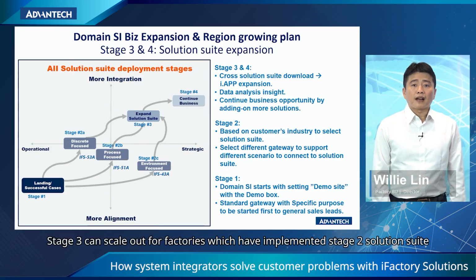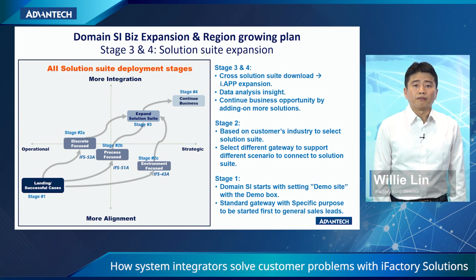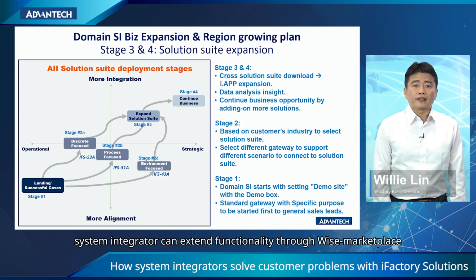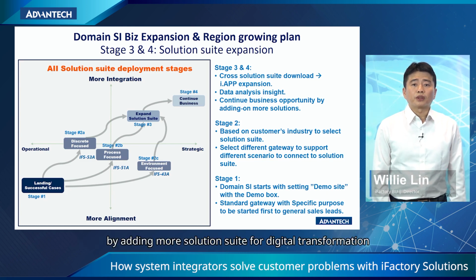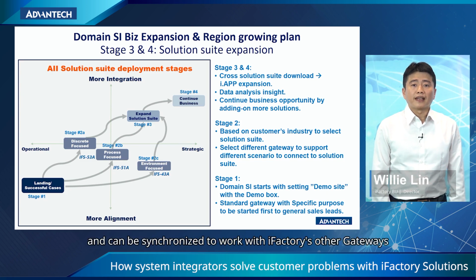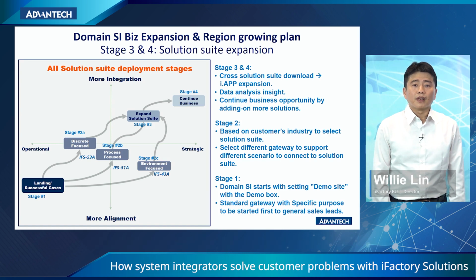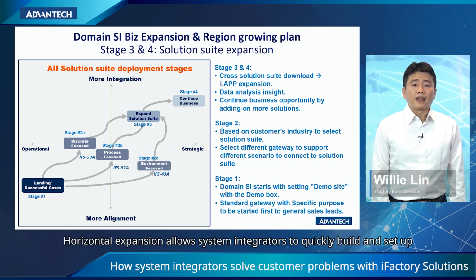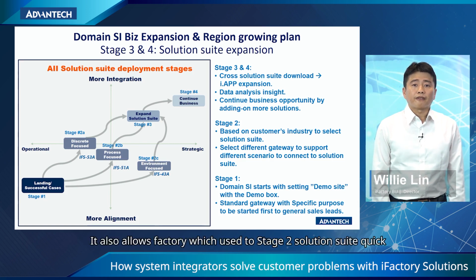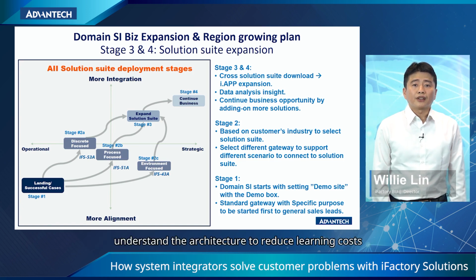Stage 3 can scale out for factories which have implemented the Stage 2 solution suite. System integrators can extend functionality through a wide marketplace by adding more solution suites for digital transformation, which can be synchronized to work with other iFactory gateways. Horizontal expansion allows system integrators to quickly build up and set up. It also allows factories used to the Stage 2 solution suite to quickly understand the architecture and reduce learning cost.